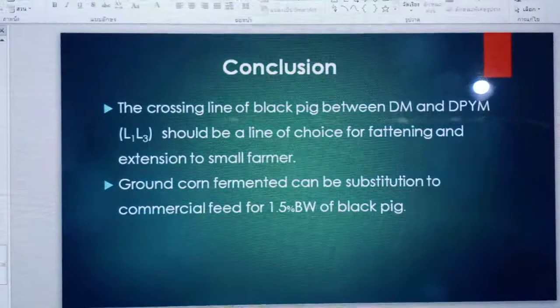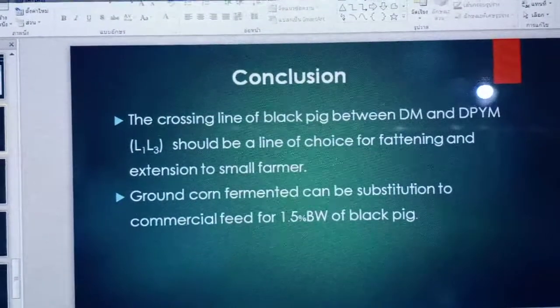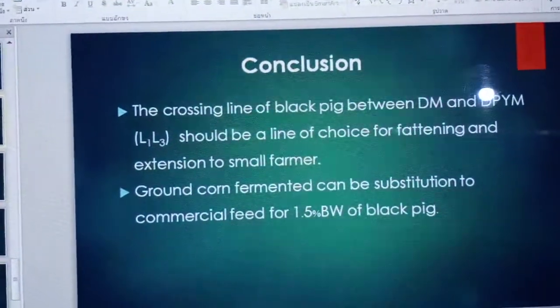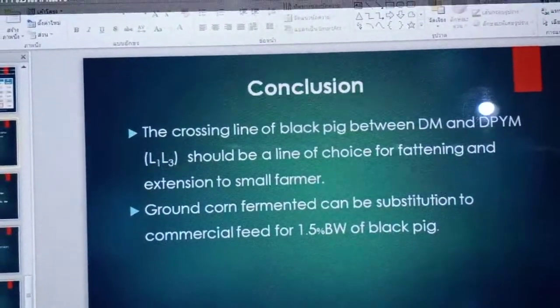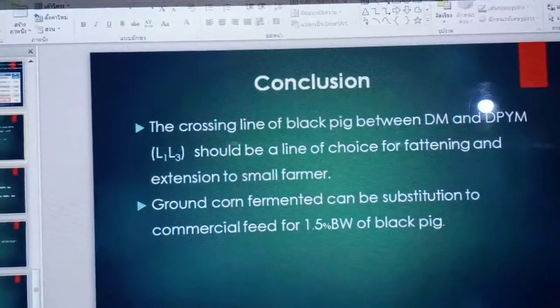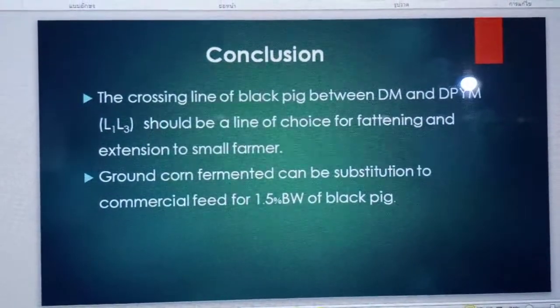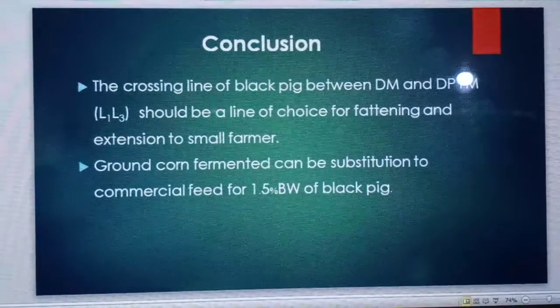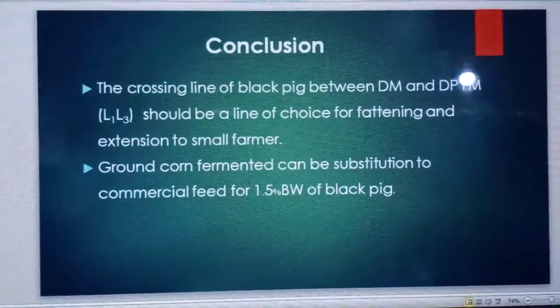So in conclusion, we can conclude that the crossing line of Bactic between DM and DPYM or L1, L3 should be a line of choice for fattening and extension to small farmers. Ground fermented corn can substitute for commercial feed at 1.5% of body weight of Bactic.